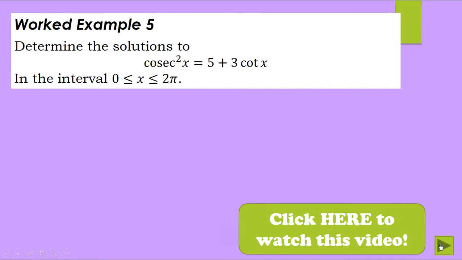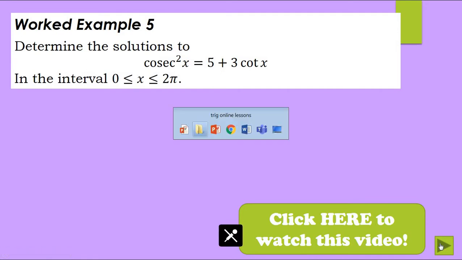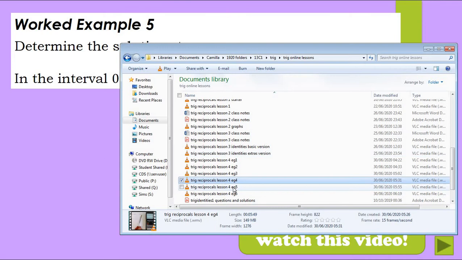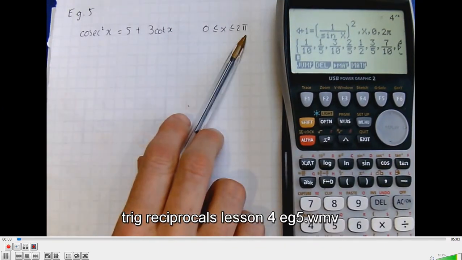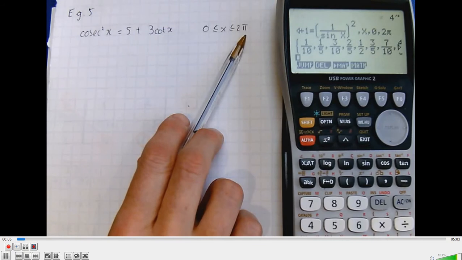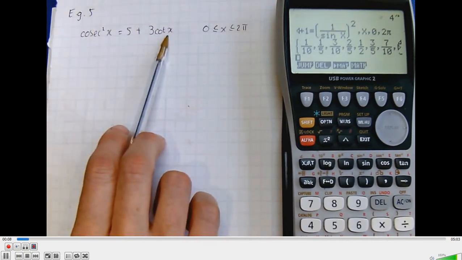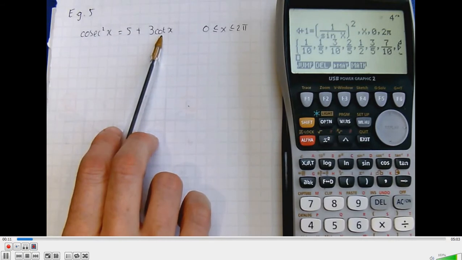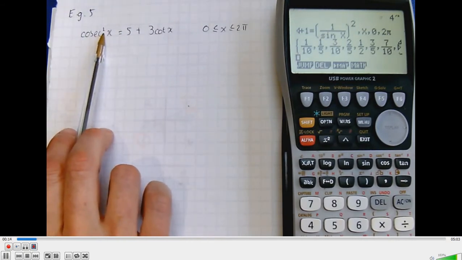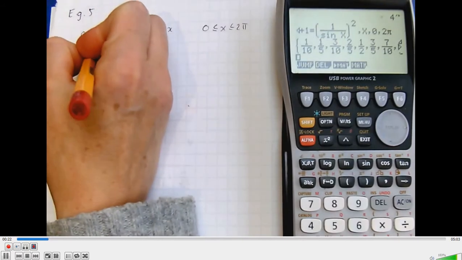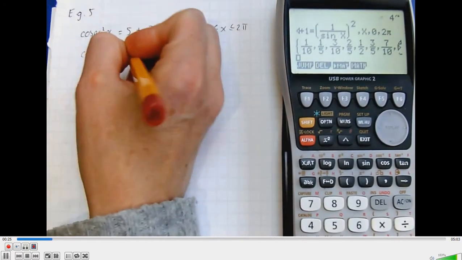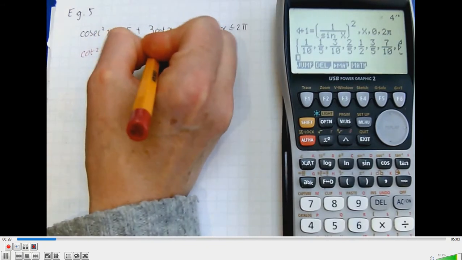This one's the 5th example. For this example, we're working in radians again. So my calculator is in radians. Then we look at the equation and we can see we've got a mixture of different functions, but crucially, we have got a squared function. So we're thinking Pythagorean identities. The one that we will want is cot squared x plus 1 is equivalent to cosec squared x.